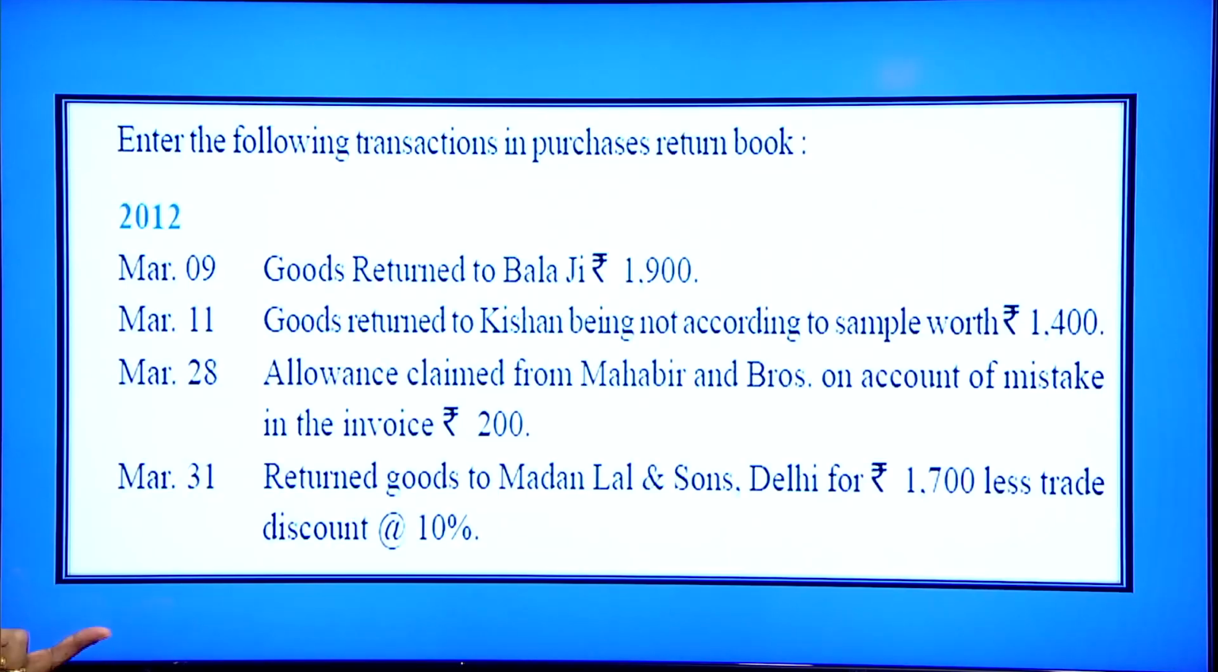There is a question for preparing the purchases returns book. Goods returned to Balaji, goods returned to Kishan, and allowance claim from Mahabir and Brothers on account of a mistake in the invoice, and goods returned to Madan Lal and Sons.